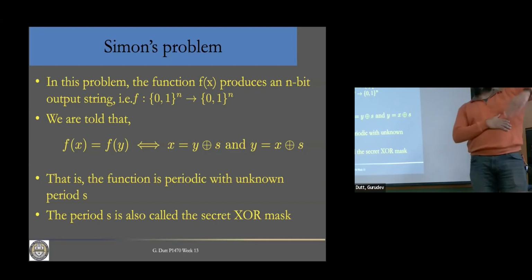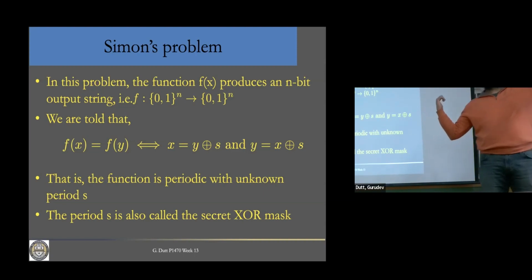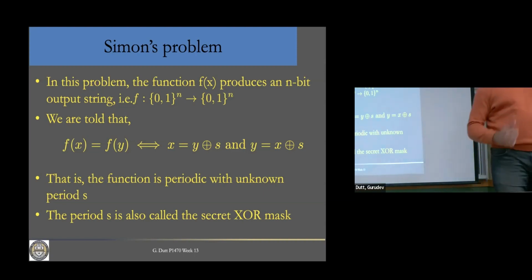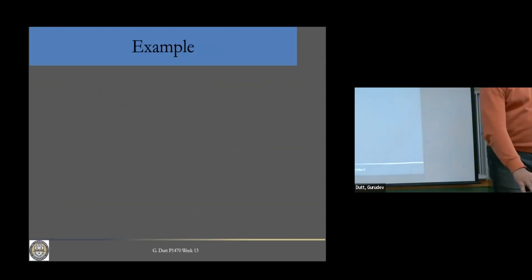Because x is a variable, right? So I can choose any two x and y in that list, and I'm guaranteed that f of x equals f of y only if this is true: x equals y XOR with s. Yes. Here, I'll give you the example right here.